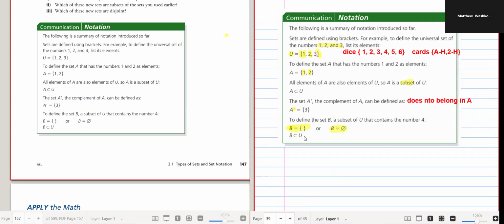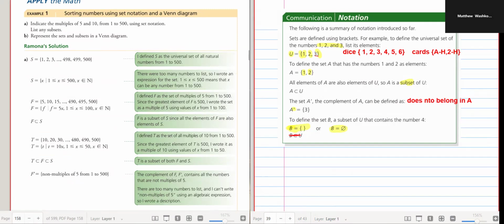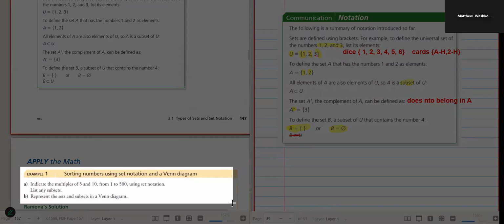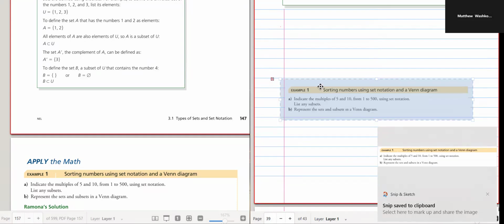No, not really. I don't know why they put that there. Get rid of that. All right, so to get that down, and then we're going to run into this here. Okay, so let's start out with this. So we're going to do example 1 here.